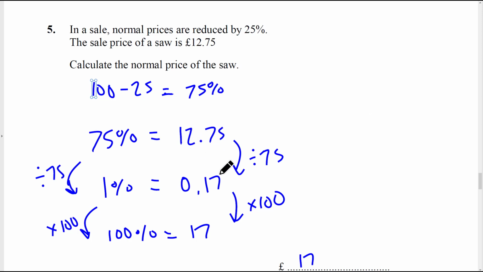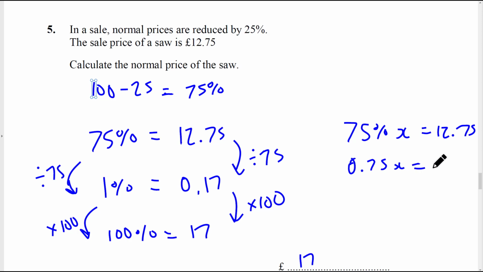Now this method is good because it really makes a lot of sense, but let's just do 75% of x equals 12.75. So let's turn that to a decimal: 0.75x equals 12.75. Divide by 0.75, and you get x as the same answer. Perfect.